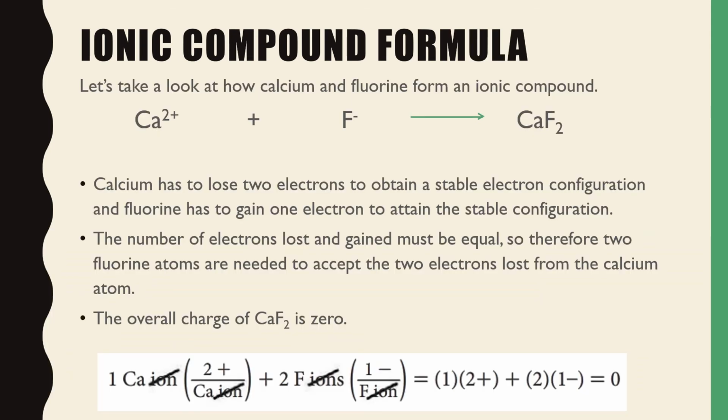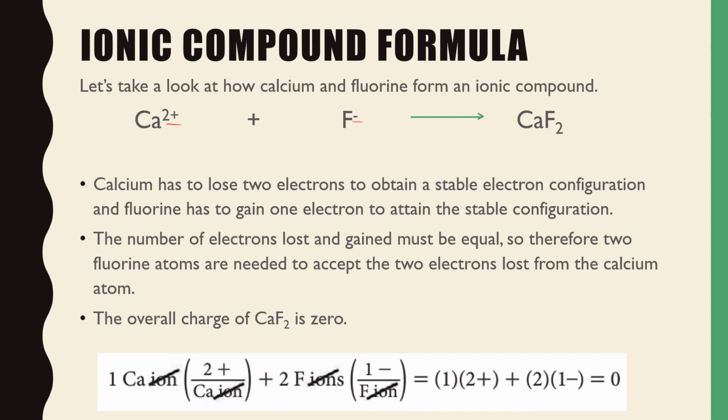Let's take a look at how calcium and fluorine form an ionic compound. Calcium is a group 2 alkaline earth metal. That means it has an oxidation number of plus 2. Fluorine is a halogen. That means that it has 7 valence electrons and will gain 1 additional electron to have a complete octet, which gives it an oxidation number of -1.